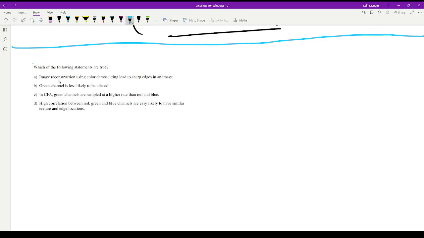So, which of the following statements are true? Image reconstruction using color demosaicing leads to sharp edges in an image. Do you think it's correct? What is color demosaicing?